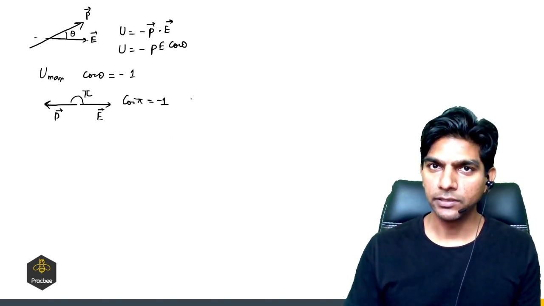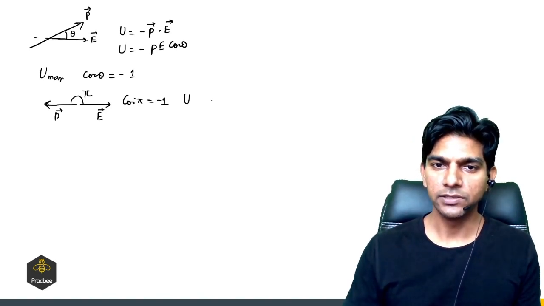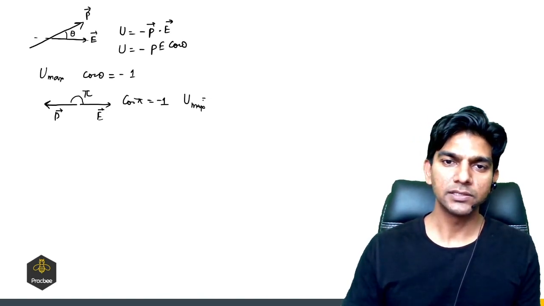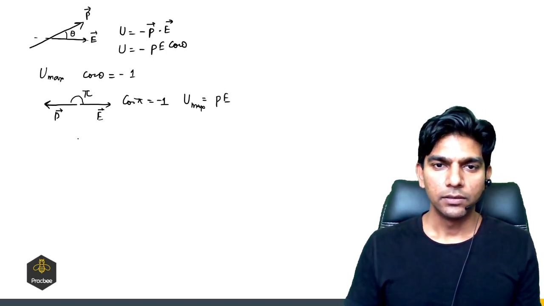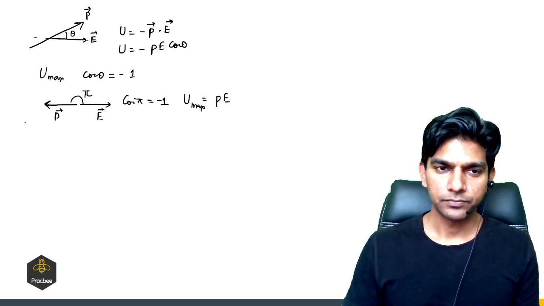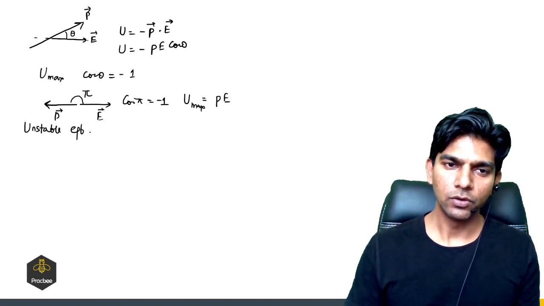And the potential energy will be maximum. And what is the maximum value of potential energy? It will be PE. And this is also known as an unstable equilibrium configuration, right?